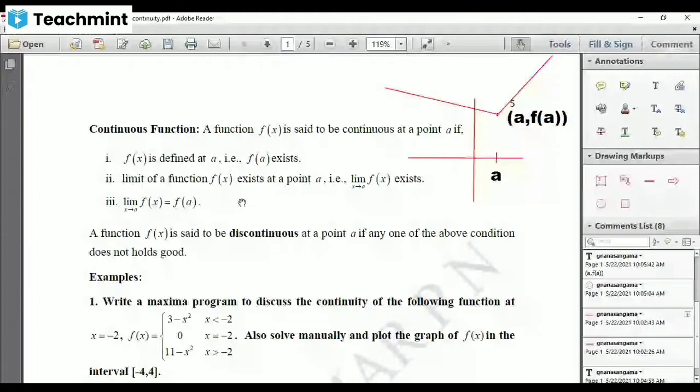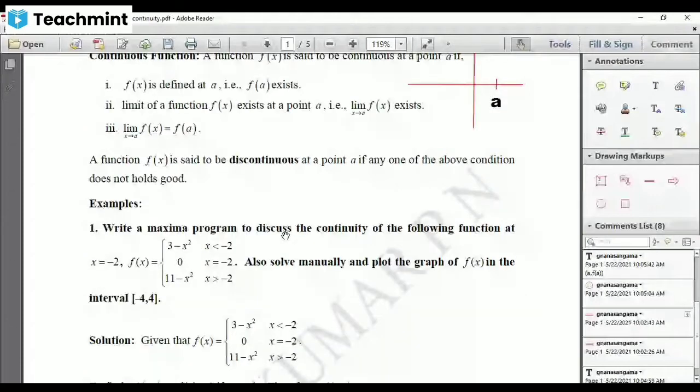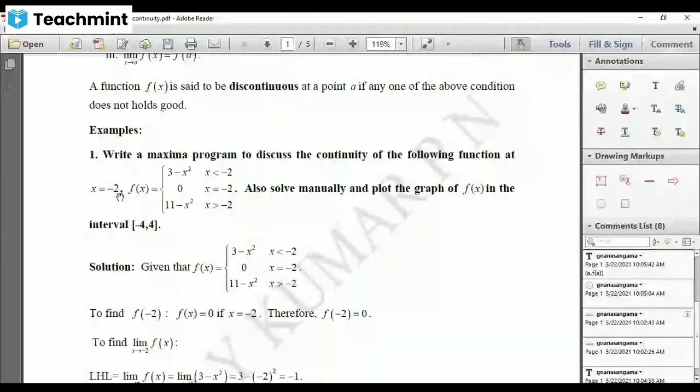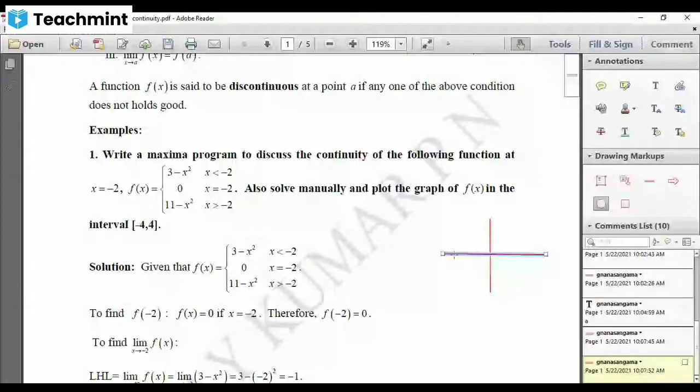Okay. Now we'll write a Maxima program to discuss the continuity of the function. So they are given, this is our f of x, and we have to find the continuity at the point -2. Let me draw here. So this is the point -2. And we have to find the continuity at this point.